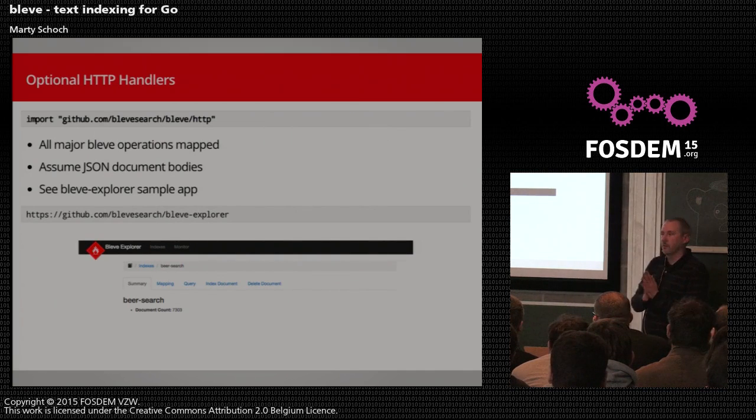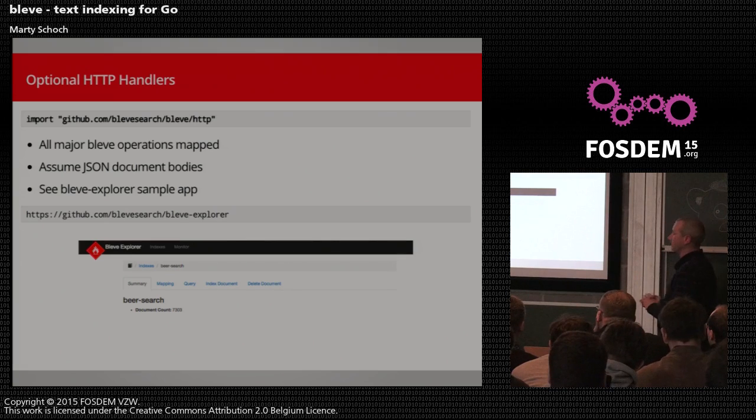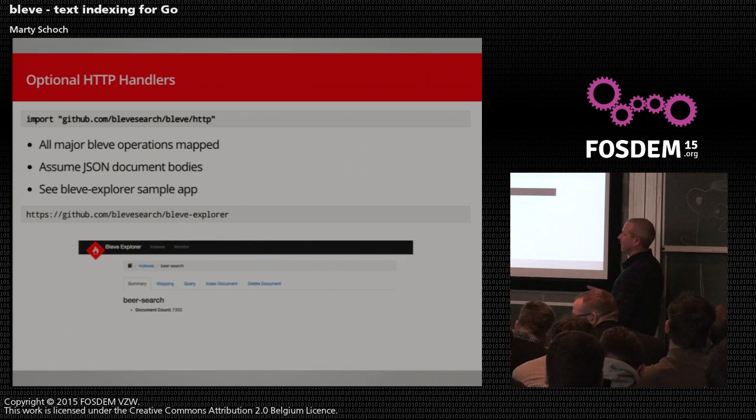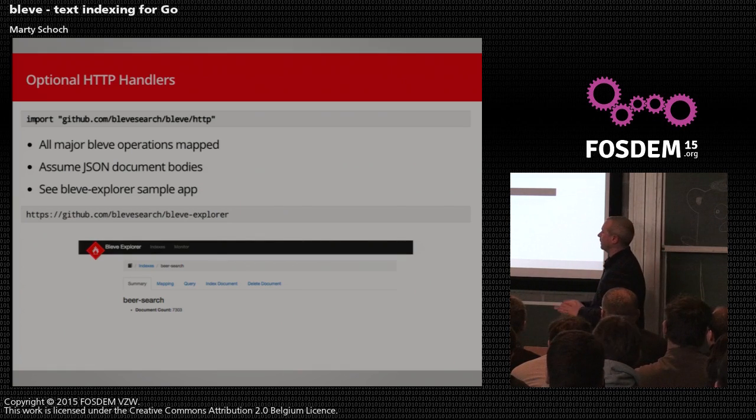And I also want to mention we do have some optional HTTP handlers. They're in a separate package. I would say all the major operations in bleve are mapped to this. So it's real easy to set up a server and just expose this functionality. They basically make the assumption that the document bodies are going to be JSON, and that allows it to just use the normal JSON serialize and deserialize to put those into the index.